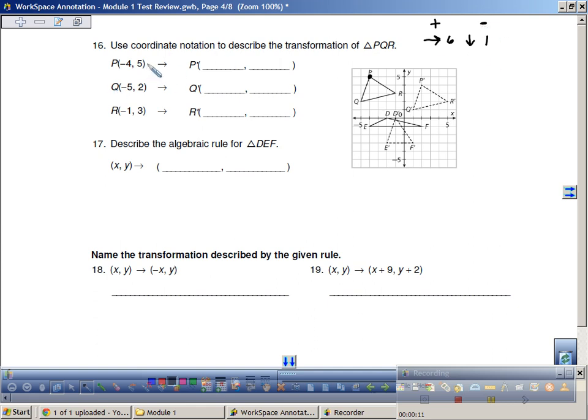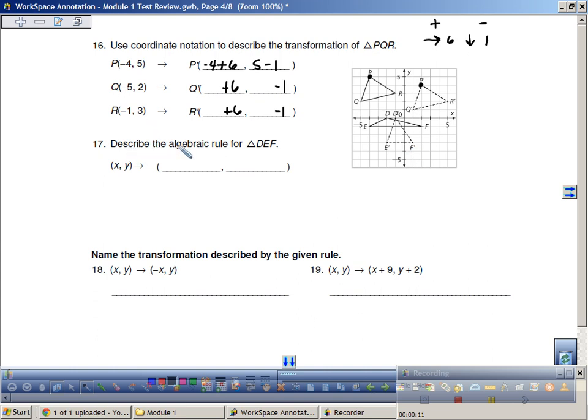Subtraction. So I know we didn't do this much. It was kind of like the piece that I didn't like in the examples that we were doing. But I could take negative 4, and I could add how much? 6, and I could take 5, and I could subtract 1. And I'm going to do that for each one of these. I would add 6 and subtract 1. Add 6 and subtract 1. The other way to do that would be just to find where P prime is.